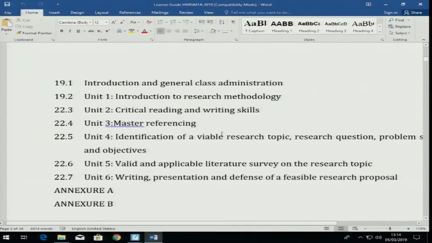We are going to have 6 learning units in this subject. The first one is Introduction to Research Methodology. I'm not going to start with that. We will continue that in our second or third lecture. Then Unit 2 is about critical reading and writing skills. After today, you will understand why that is important.